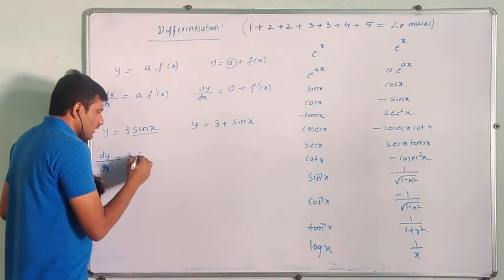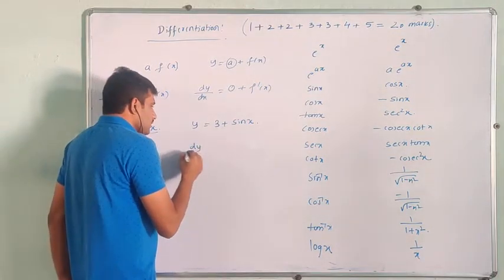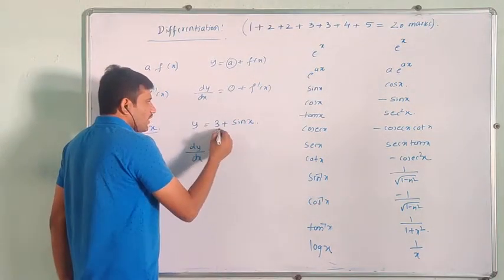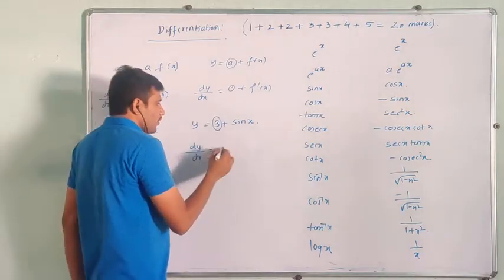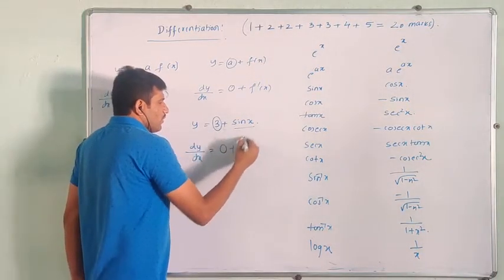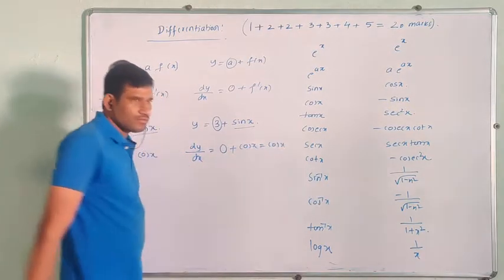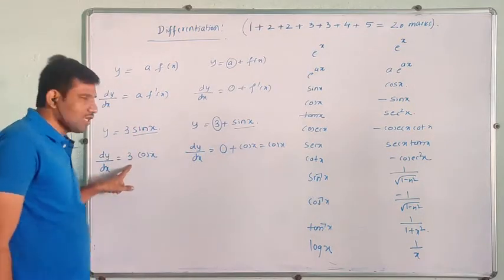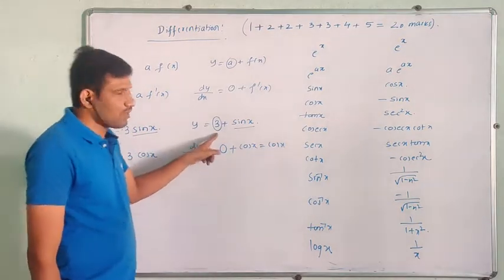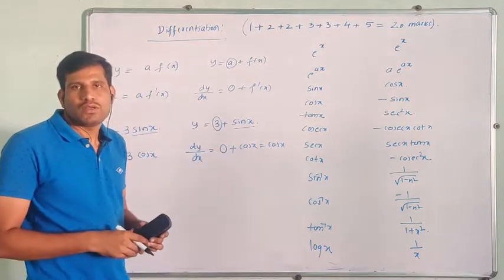What is the derivative of sin x? It is cos. But here in dy by dx, the derivative of 3 is an independent term. 3 is an independent constant term. So the derivative of 3 is 0 plus the derivative of sin x is cos. Therefore the answer is cos. When a constant term is a product with any function, you have to write that constant term as it is. But when the constant term is an independent term, then the derivative of that constant will become 0.